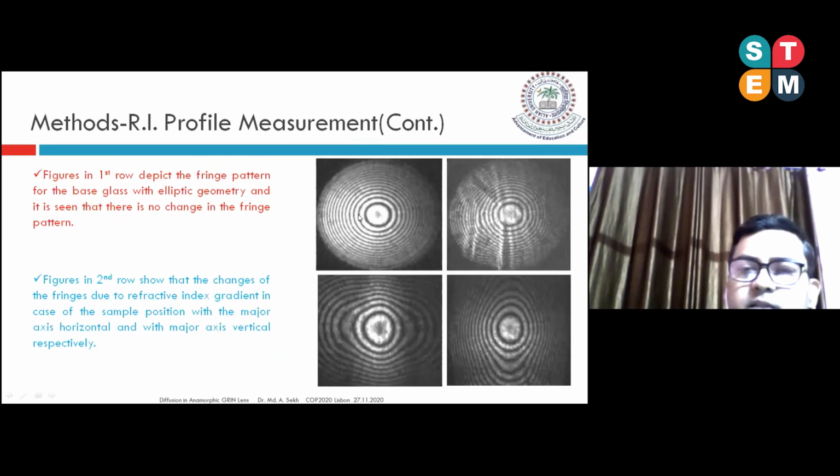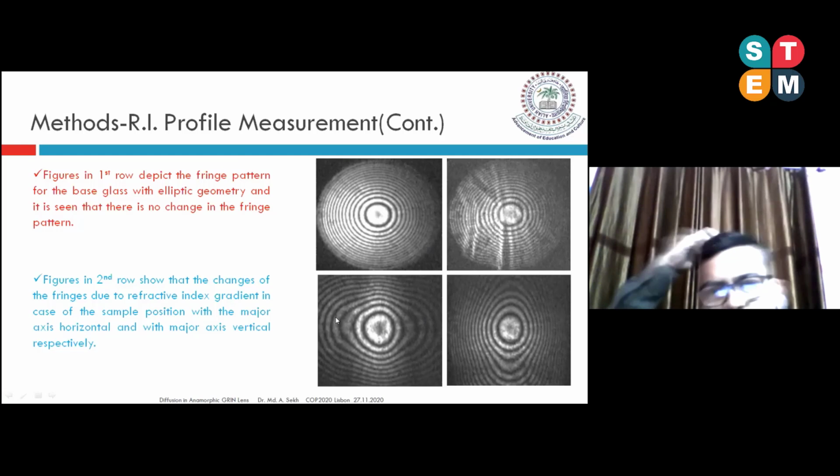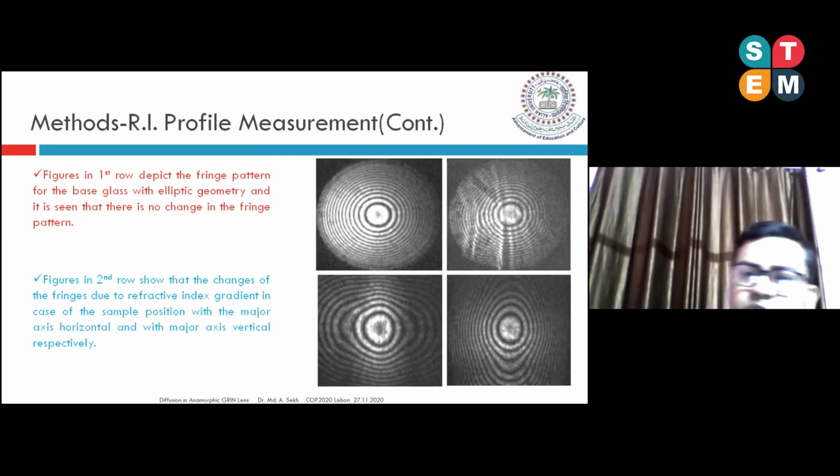Initially we have set a base element where no exchange is taking place, and two samples of base glass are given to the experimental setup. One is showing a uniform circular pattern, and it is also uniform, but it has certain scratches and other noise in the sample itself. That has also been shown over here. But these two figures basically give the fringe changes over two perpendicular directions.